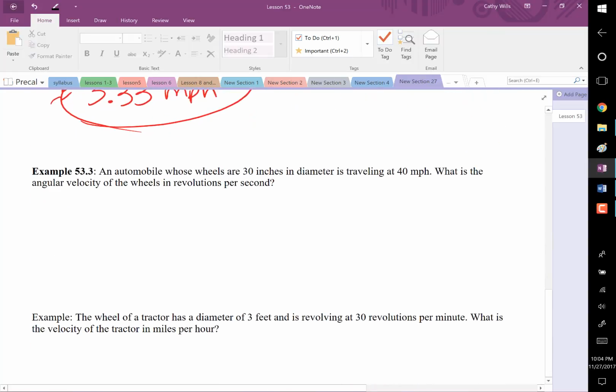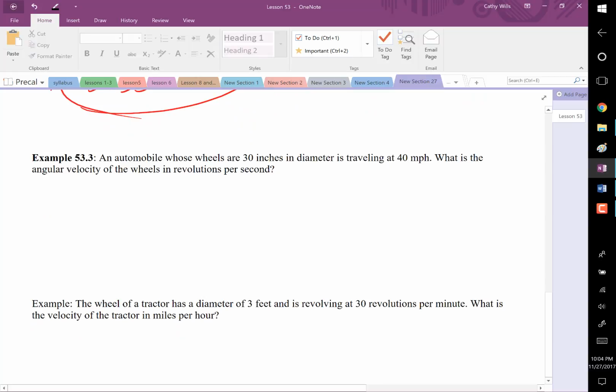All right, let's look at another example. An automobile whose wheels are 30 inches in diameter is traveling at 40 miles per hour. What is the angular velocity of the wheels in revolutions per second? All right, so we've got 40 miles per hour, and we want to get revolutions per second. Let's go ahead and change the hours to seconds. So 1 hour is 3,600 seconds. So that's good to go.